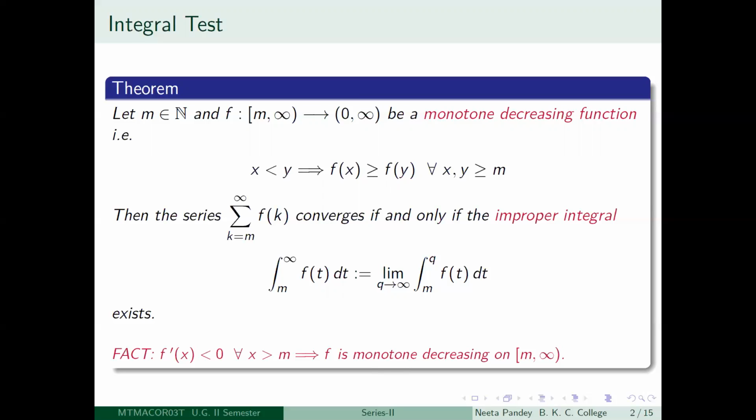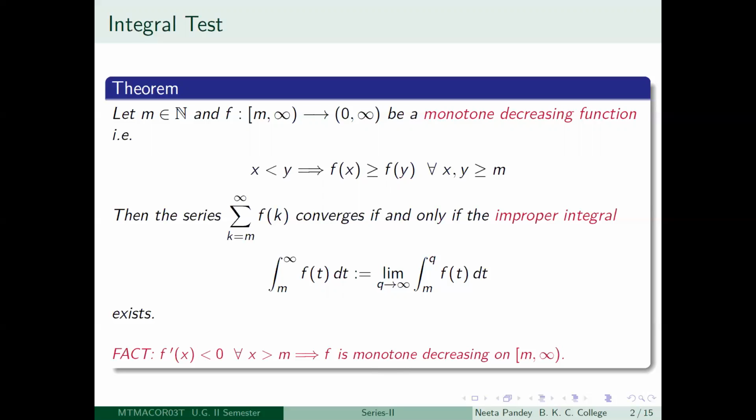So I have used the term exists, but generally we say that this is called an improper integral. So this converges. Since there are too many convergences involved at the same time, I have just used the term exists here. So what does this mean? Let me just make it clear.